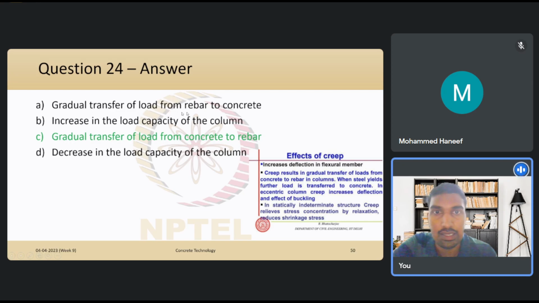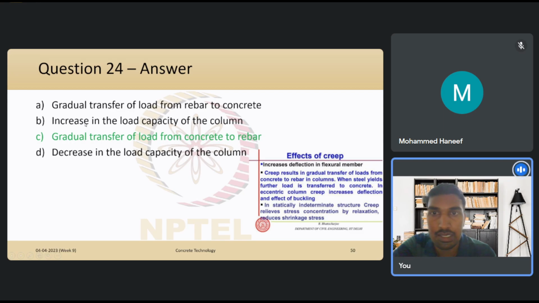Option A says it is from rebar to concrete. That is not the case. That will happen when the steel yields. When steel starts yielding, at that time it will stop taking load, and then there will be transfer of load to the concrete. But in the initial stage during the creep, there will be load transfer from the concrete to the rebar.